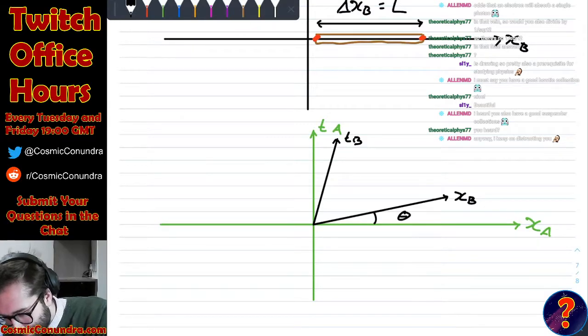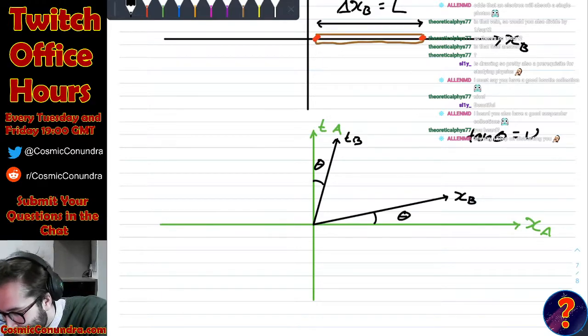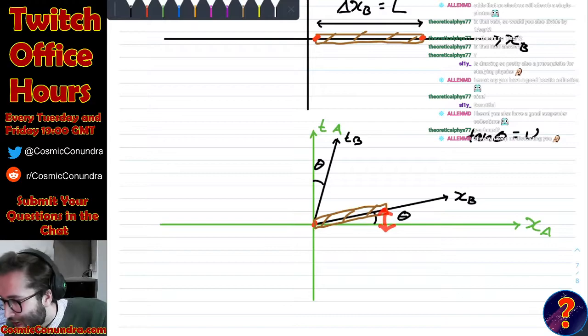Where this angle theta is related to the velocity of B as measured by A, like this. So now you can see that the two ends of the rod, which were simultaneous to person B, are no longer simultaneous to person A. There's now a difference in the time between them. Okay.